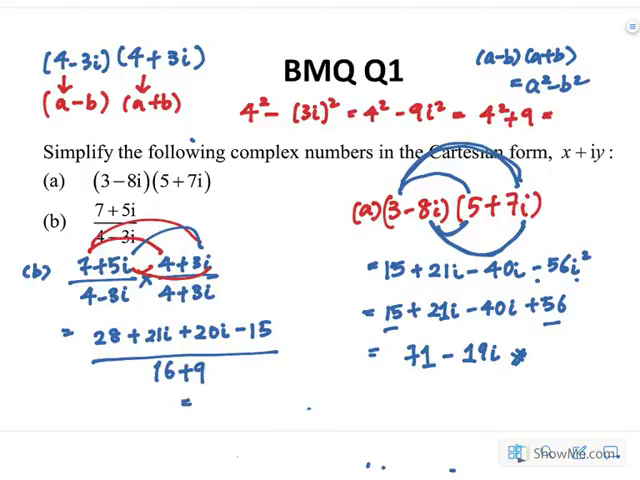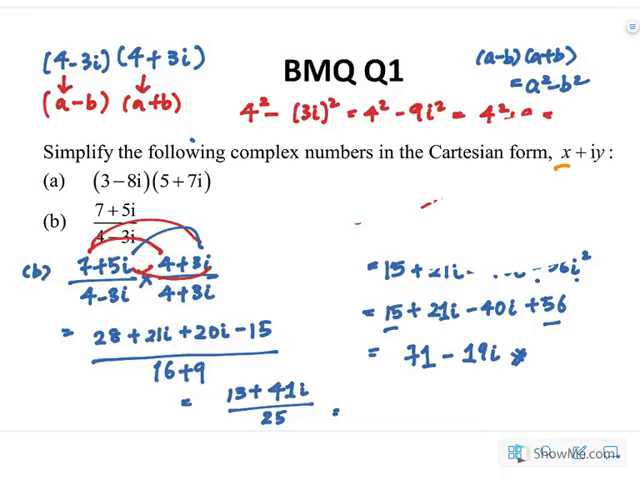Okay, and that will give you finally 28 minus 15, so you have 13 plus 41i over 25. And if I want it to be in this form, remember we want it to be in the x plus iy form, so finally we express our answer. This will be 13 over 25 plus 41 over 25 i.